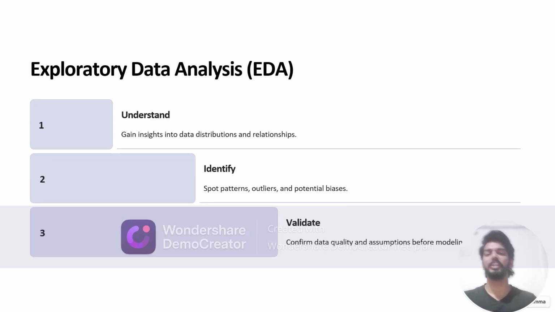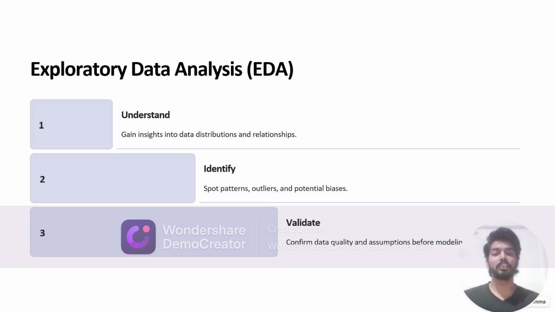Exploratory data analysis, EDA. What is exploratory data analysis? The first point is understanding, the second point is identifying, and the third point is validation. The first point is to understand: gain insight into data distribution and relationships. Basically, you need to learn about the data distribution, how the data is spread through our data set or database, and what the relationship is between the various data sets. Basically, you need to understand what you have.